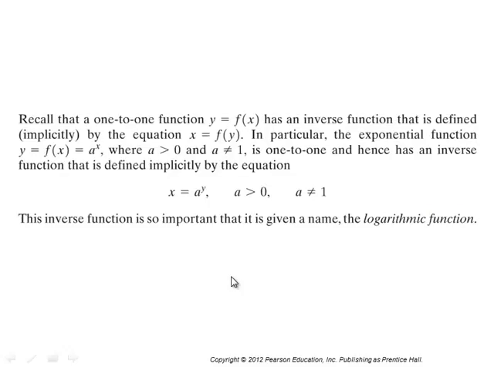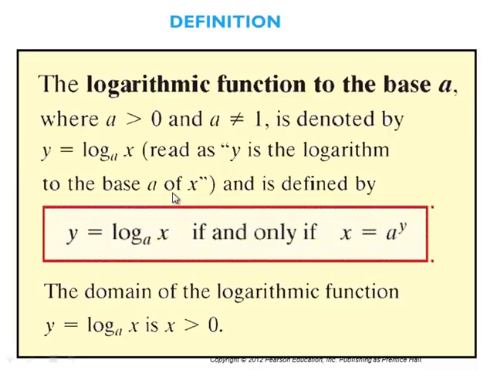So here we go. Imagine instead of having y equal to a raised to the x power, we swap x with y. How can you define y so that you get y expressed explicitly in terms of x? Well, we can do that by defining what is known as a logarithm, or as a function, a logarithmic function, where y is explicitly written as a function of x.